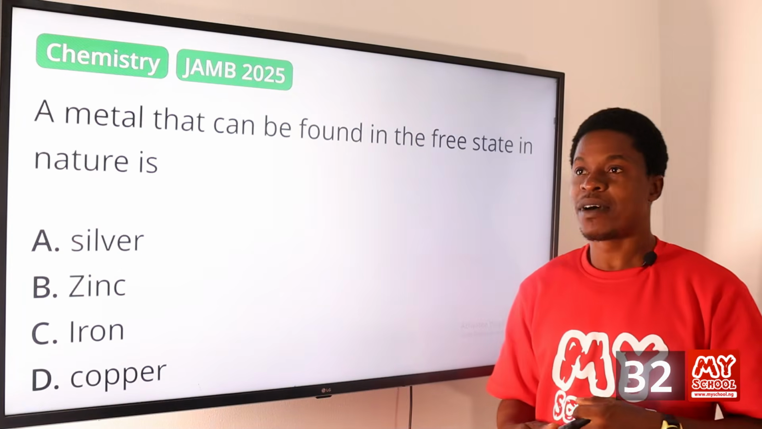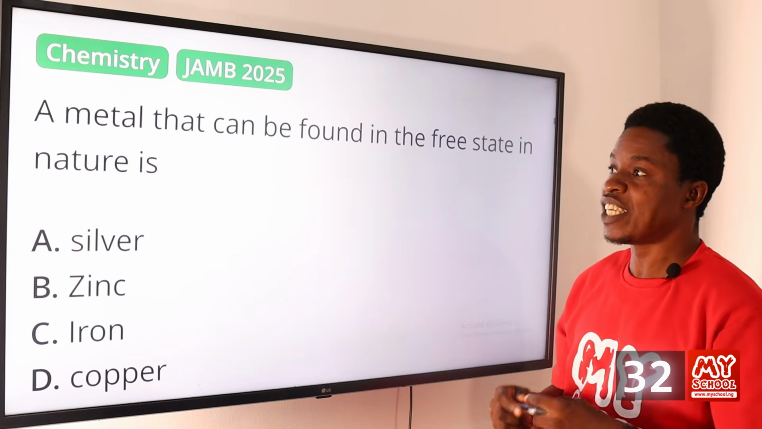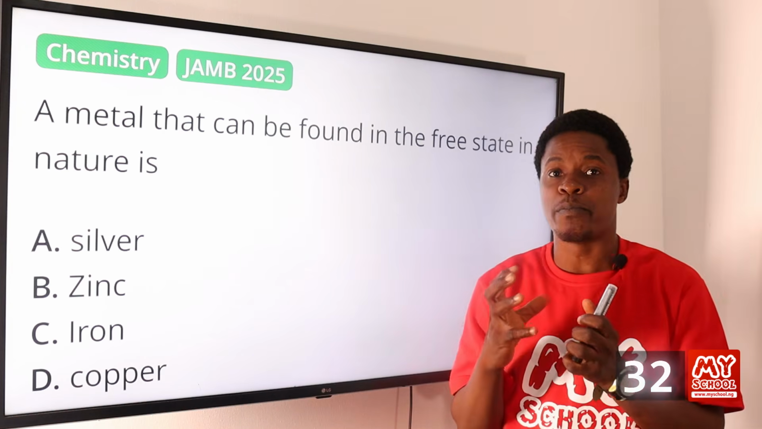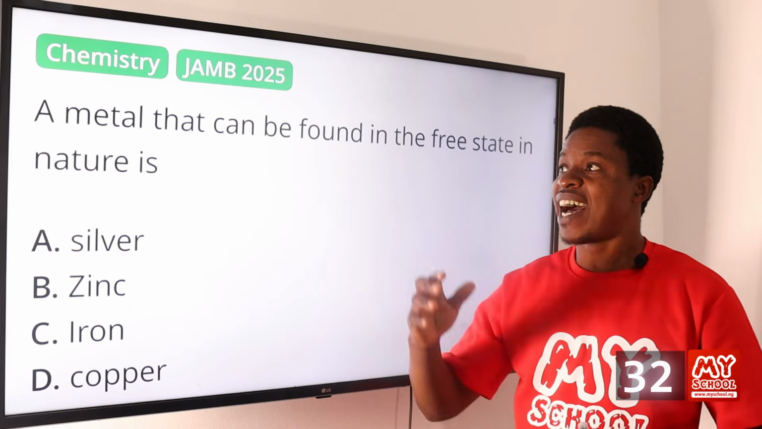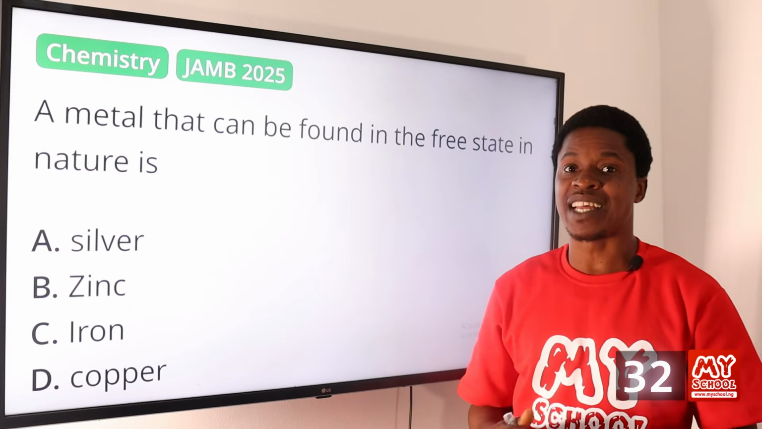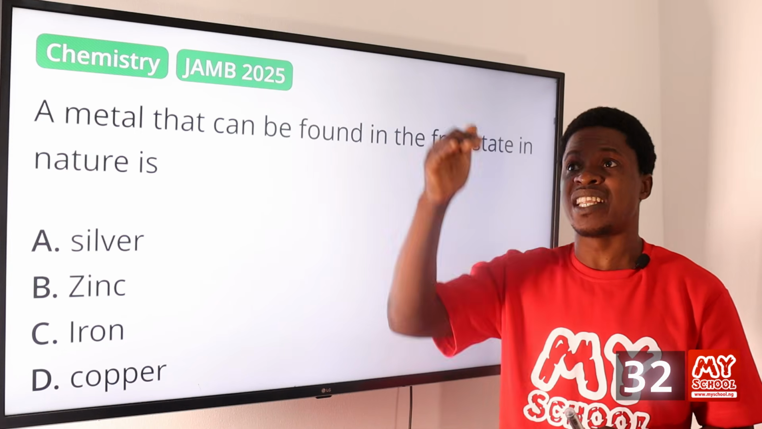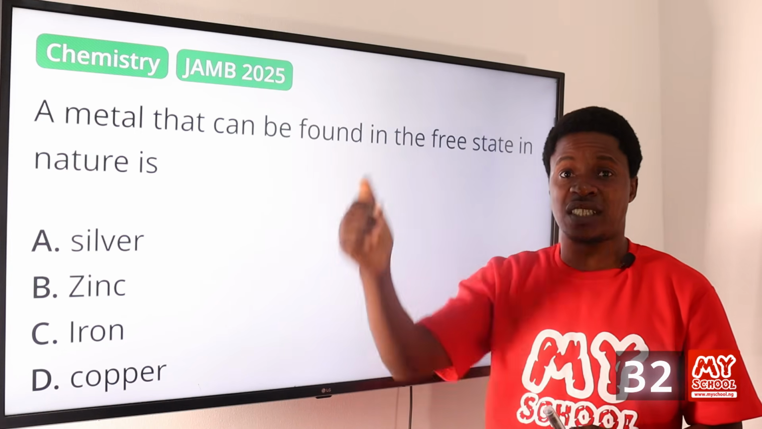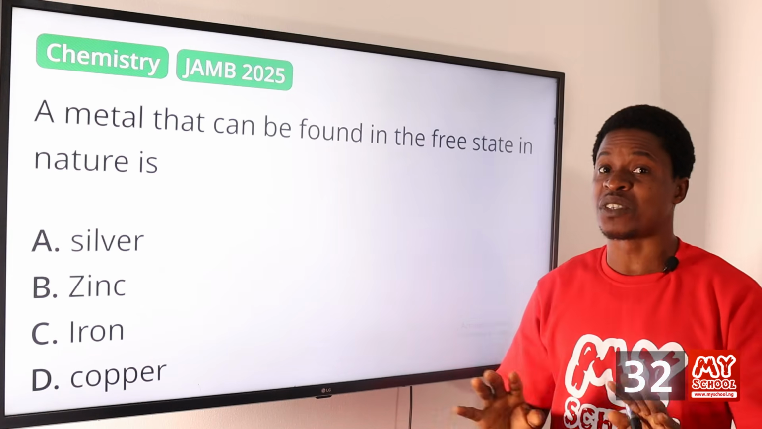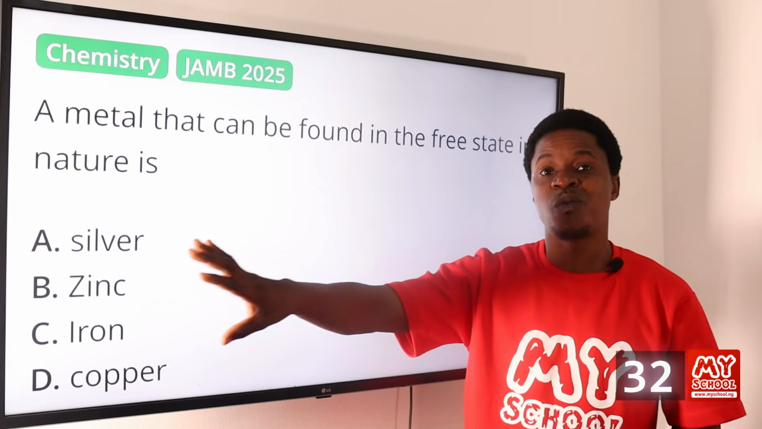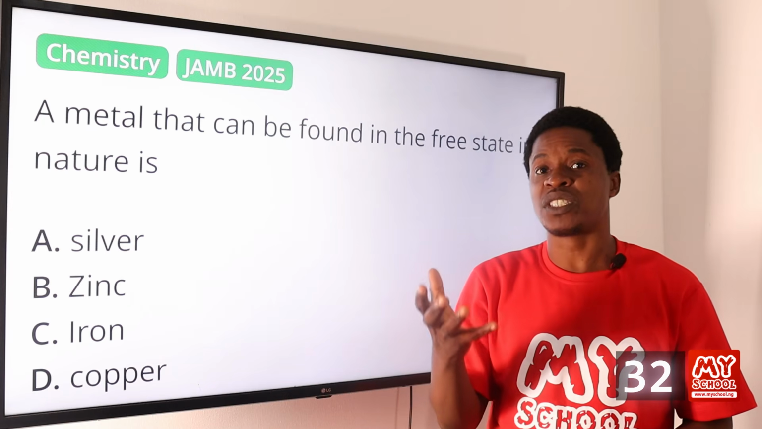Now let's move on to question number 32. A metal that can be found in the free state in nature is what? Which means that it's not bound together in ore. They are not found as ore, and such metals are called noble metals. Those are metals that are least reactive. In the electrochemical series, the reactivity series, they are usually at the bottom. So all we need to do now is look at the options we have. We eliminate the ones that are more reactive, and then we are left with two options.